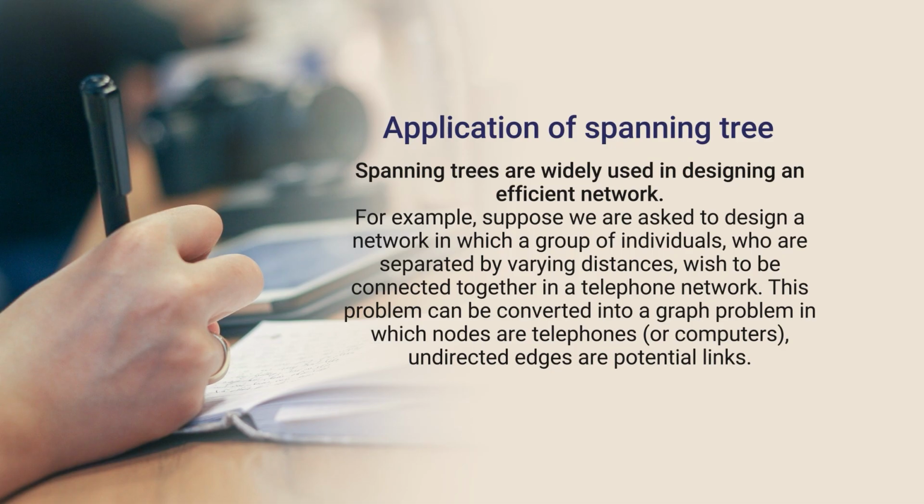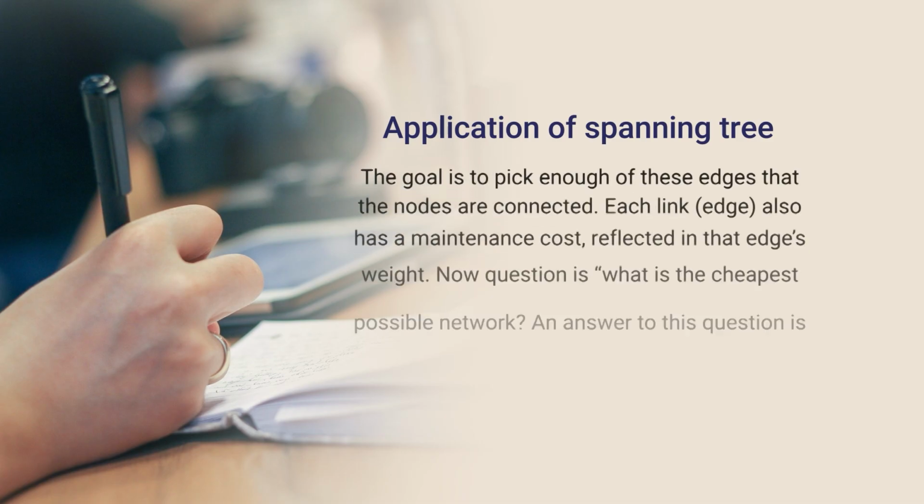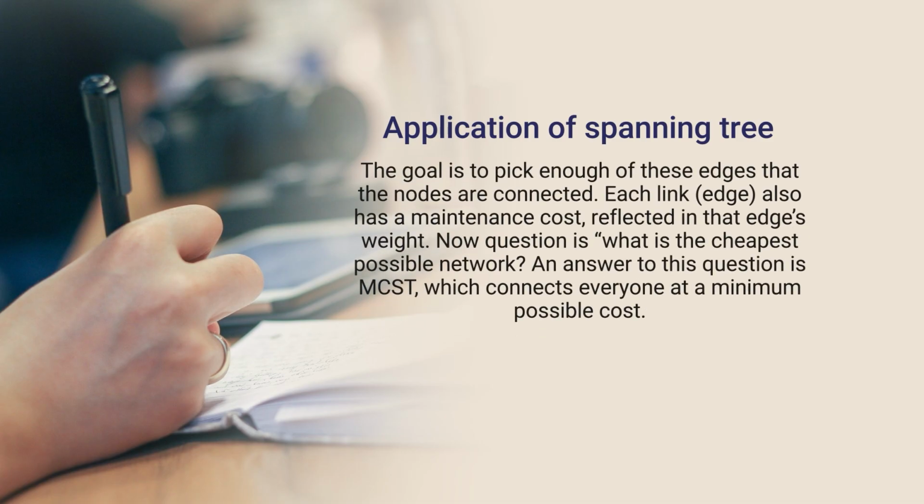This problem can be converted to a graph problem in which nodes are telephones and undirected edges are potential links. The goal is to pick enough of these edges that the nodes are connected. Each link, called an edge, also has a maintenance cost, which is reflected in that edge's weight. So now the question is which is the cheapest possible network? The answer to that question is the minimum cost spanning tree.